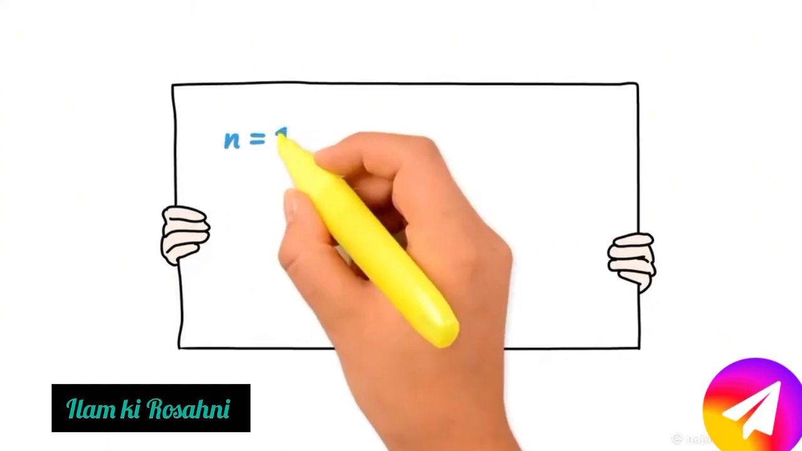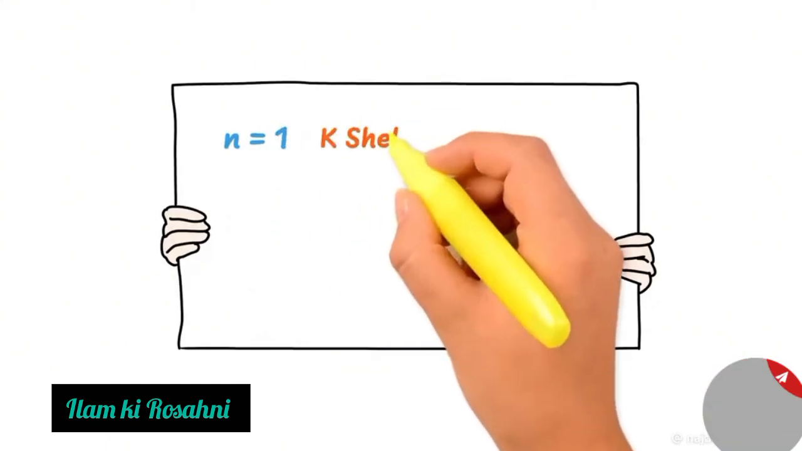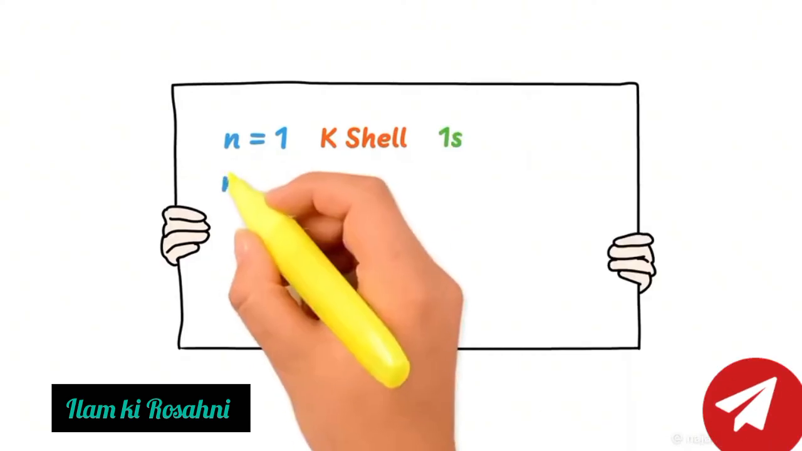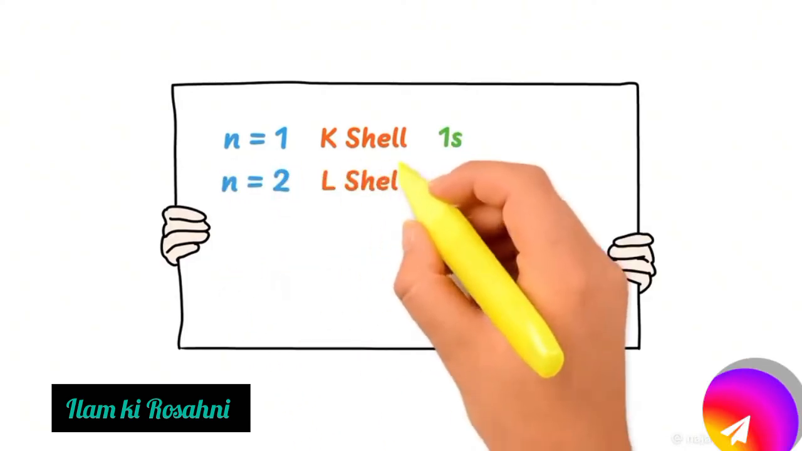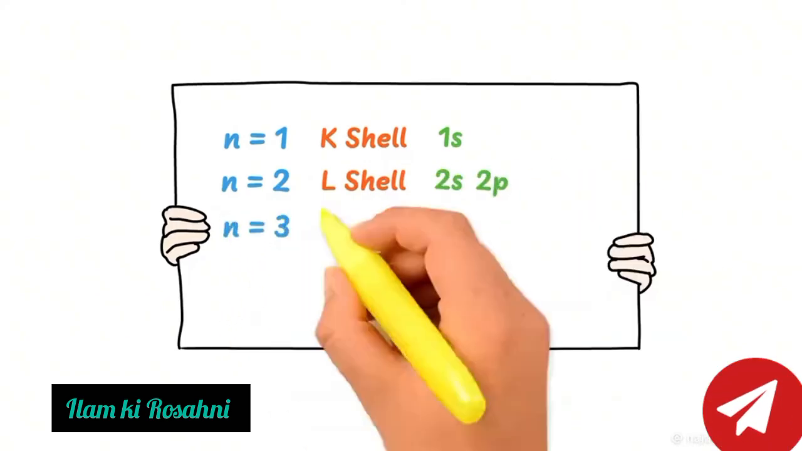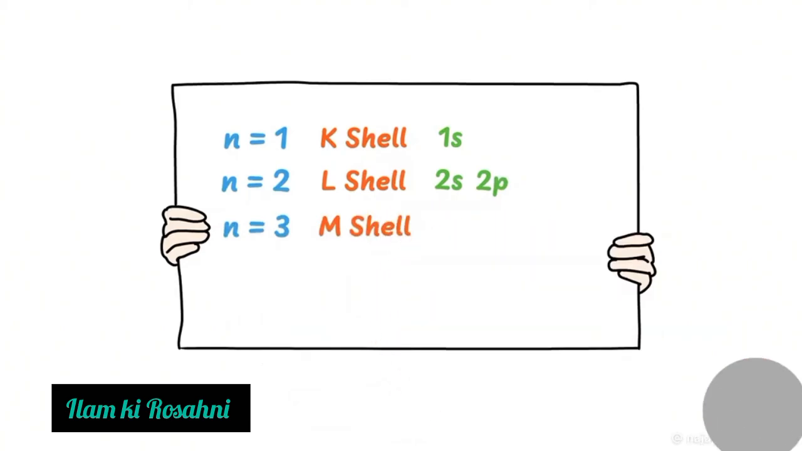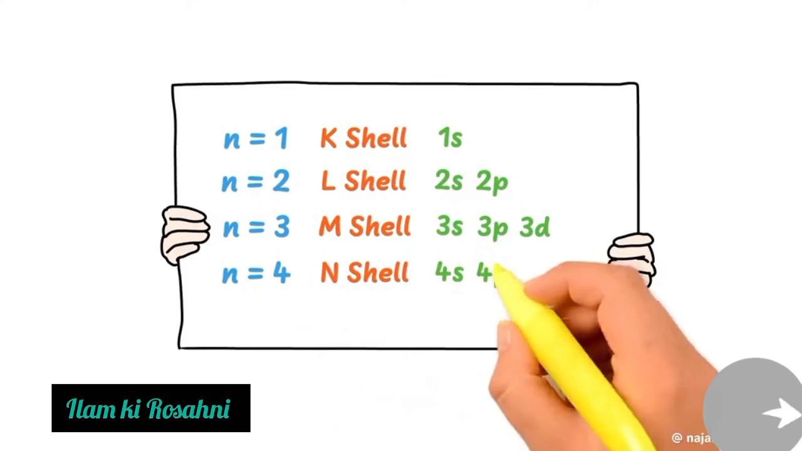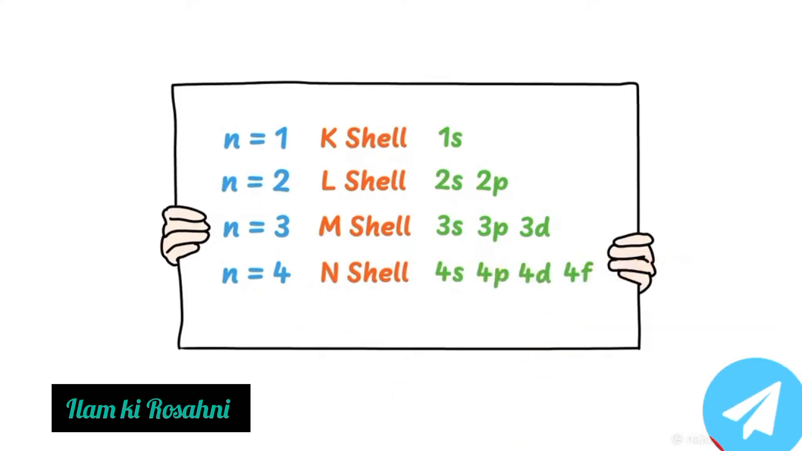We have learned in the previous video that when n is equal to 1, it is K shell and it has one subshell, 1s. When n is equal to 2, it is L shell and it has two subshells, 2s and 2p. When n is equal to 3, it is M shell. It has three subshells, 3s, 3p and 3d. When n is equal to 4, it is N shell. It has four subshells, 4s, 4p, 4d and 4f.